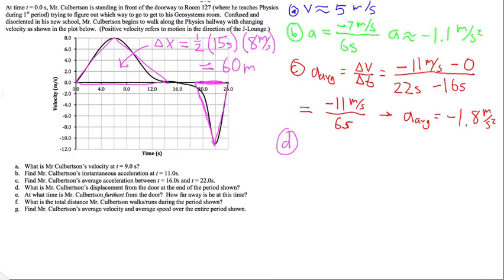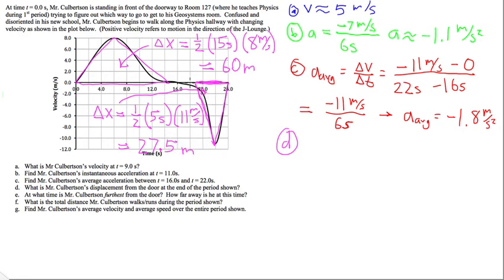Now for the bottom part, we take the area for this triangle, and it's 1/2 base times height. So 1/2, the base here, I'm going to say, is 5 seconds, and the height is, let's see, 11 meters per second, which gives us 1/2 times 55, 27.5 meters.